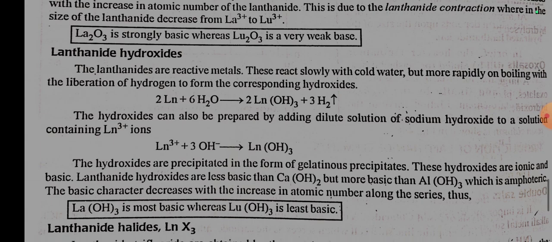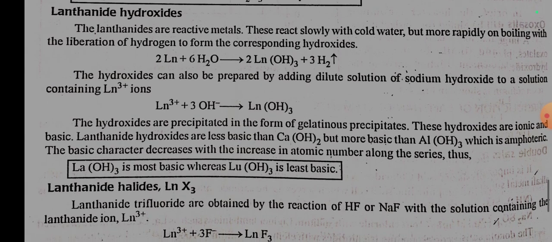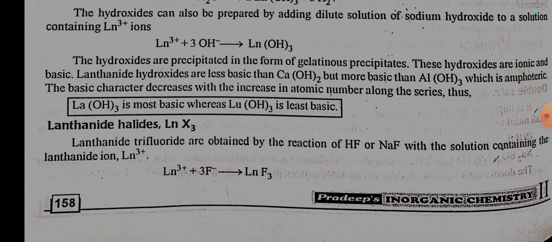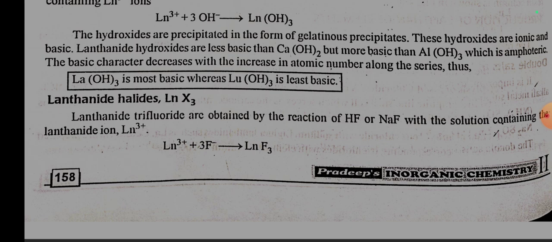Lanthanide hydroxides. The lanthanides are very reactive metals. These react slowly with cold water but more rapidly on boiling, with the liberation of hydrogen, to form the corresponding hydroxides. 2Ln plus 6H2O gives 2Ln(OH)3 plus 3H2. The hydroxides can also be prepared by adding a dilute solution of sodium hydroxide to a solution containing Ln3+ ions. Ln3+ plus 3OH- gives Ln(OH)3. The hydroxides are precipitated in the form of gelatinous precipitates.